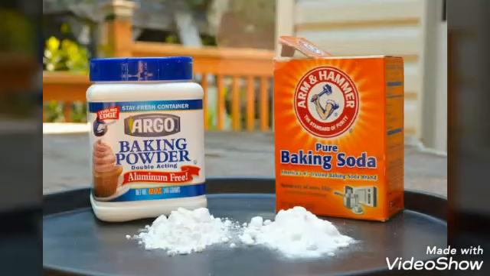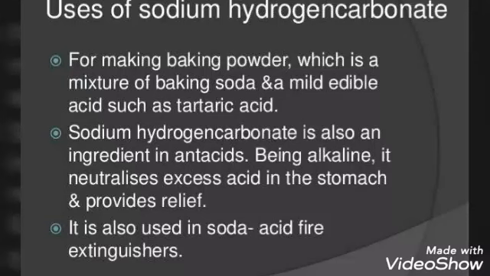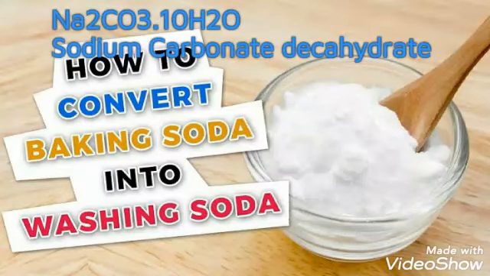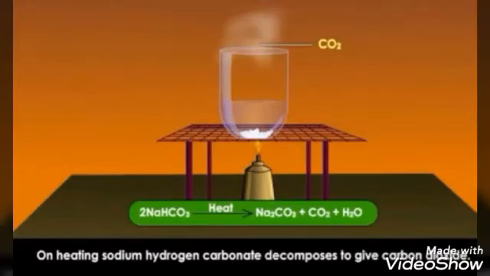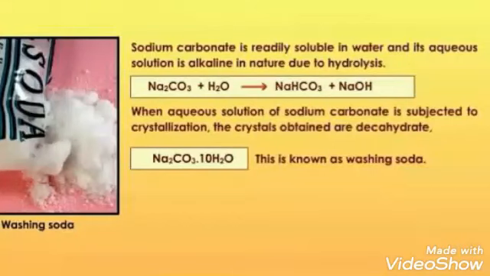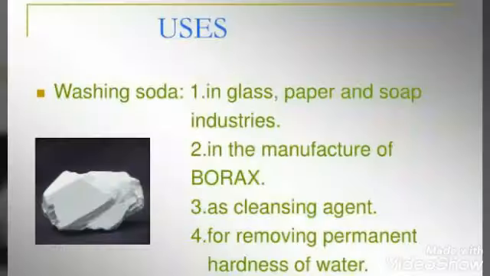Baking soda is also used as an antacid to remove the acidity of the stomach and also used in soda acid fire extinguisher. The third important salt is washing soda, which is sodium carbonate decahydrate with the formula Na2CO3.10H2O. Washing soda, on removing these 10 water molecules, becomes anhydrous and it is called soda ash. It can be prepared by heating the baking soda. On heating, NaHCO3 decomposes to give Na2CO3. Na2CO3 on crystallization forms Na2CO3.10H2O, which is washing soda.